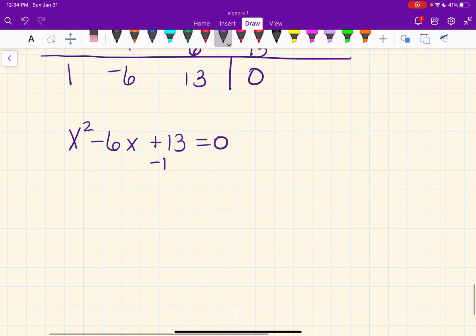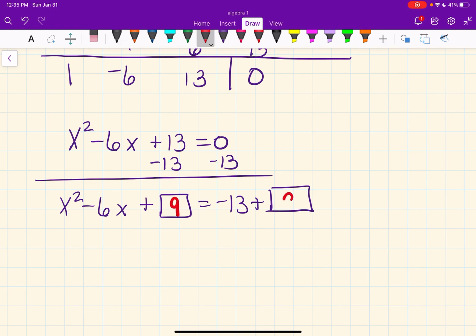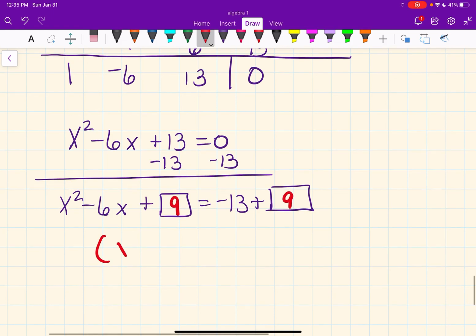So I subtract 13 from both sides. So I have x squared minus 6x plus a box equals -13 plus a box. Half b, square it, put it in the boxes, so 9 goes in the boxes. This is a perfect square, so this is x minus 3 squared. If I were to FOIL x minus 3 times x minus 3, it would give me back this. So I haven't lost anything, I just factored it. And then over here I have -4.